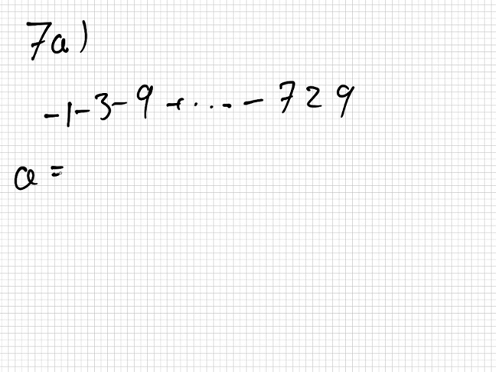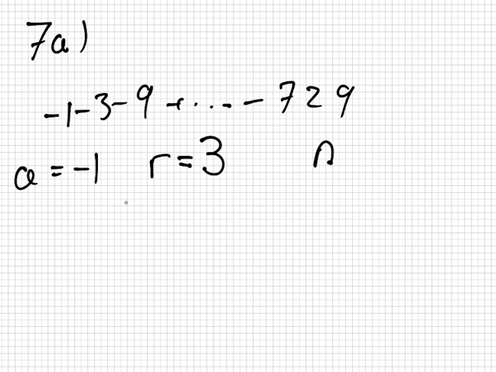7a, I have minus 1, minus 3, minus 9, etc., to minus 729. Okay, what's the a here? Minus 1. And the r? 3. And the n? We don't know. How do we find out how many terms there are?